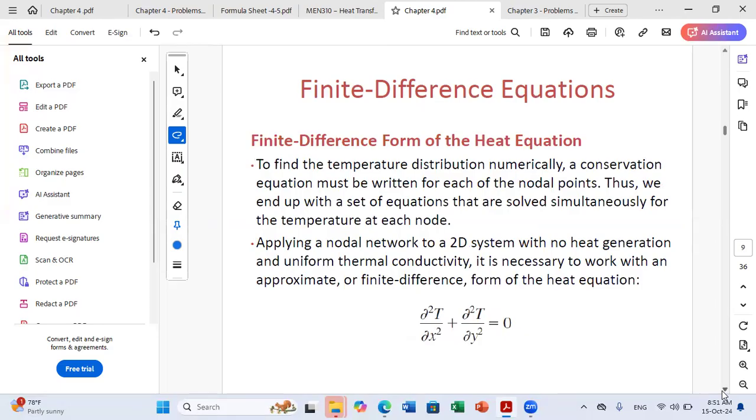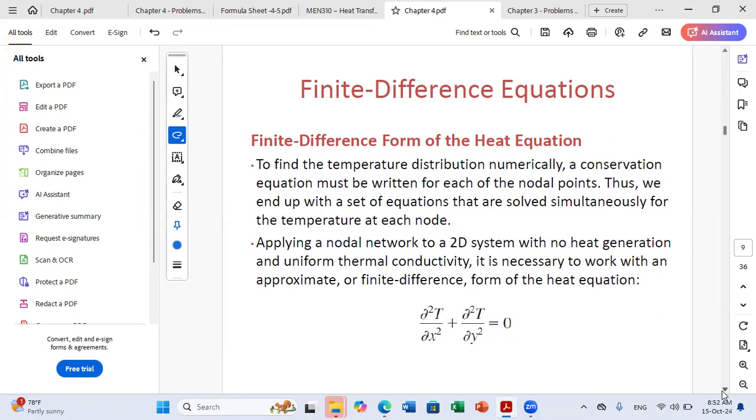Now, what are the equations that we will write for each cell? It's simply the energy balance. So to find the temperature distribution numerically, a conservation equation must be written for each of the nodal points. Therefore, we end up with a set of equations that are solved simultaneously for the temperature at each node.